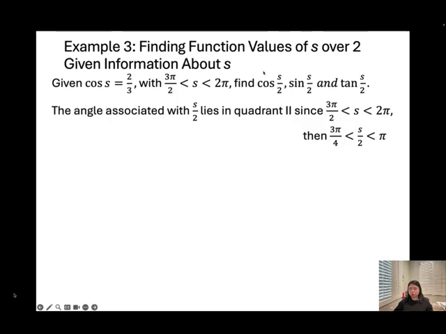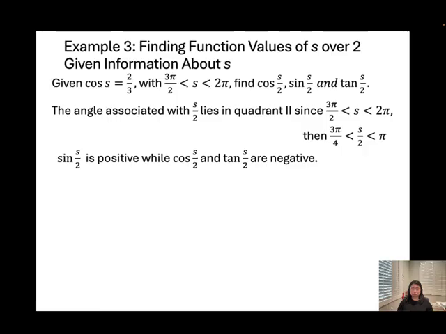Okay, quadrant 2. So think about it. For quadrant 2, would cosine be positive or negative? That would be negative, right? How about sine? Sine in quadrant 2 will be positive. And tangent in quadrant 2 will be negative also. Now apply the half angle identities. For the sine, it is positive, so I'm going to choose the positive here. And you know cosine s equal to 2 over 3, so plug it in.